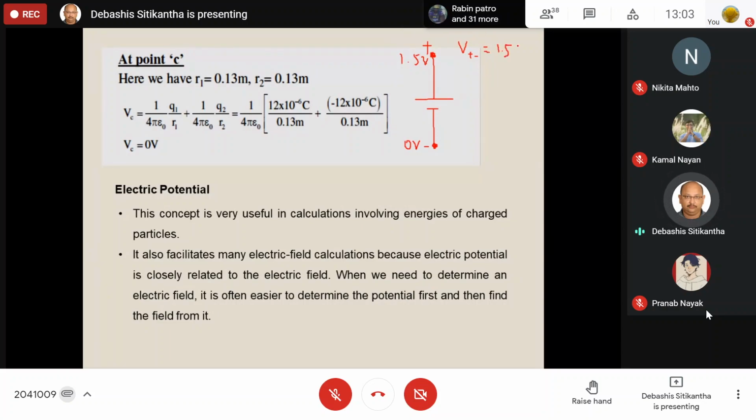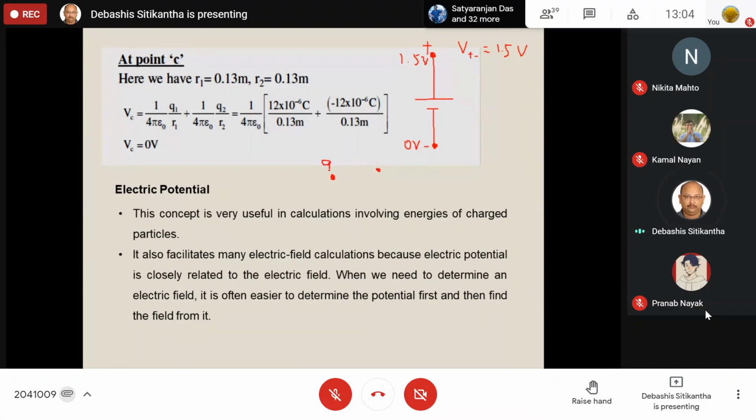Okay. So always remember that potential difference is the most widely used term rather than electric potential. But in order to understand the concept of potential difference, we need to understand what is electric potential. Okay, before that, let us have some introductory idea about electric potential. This concept is very useful for calculations where we are talking about the potential energy of the system.